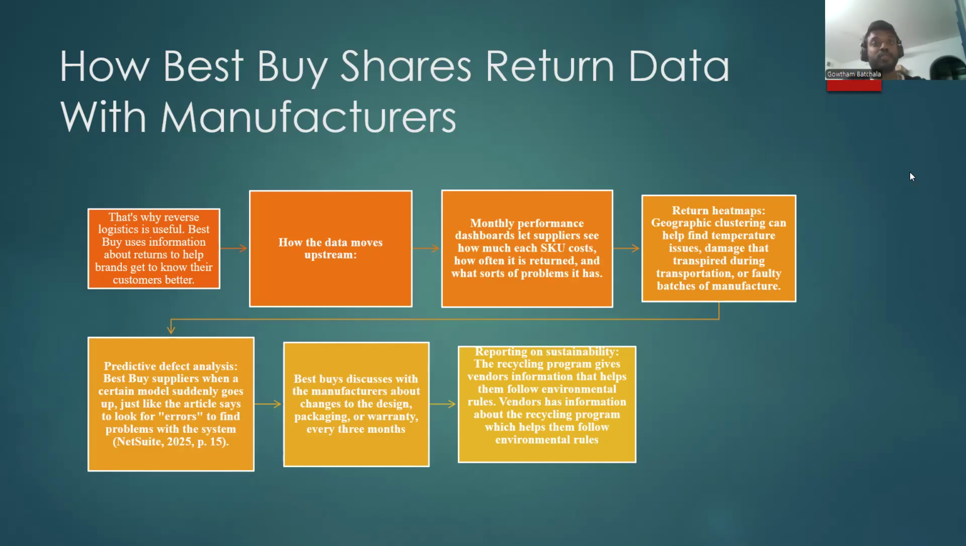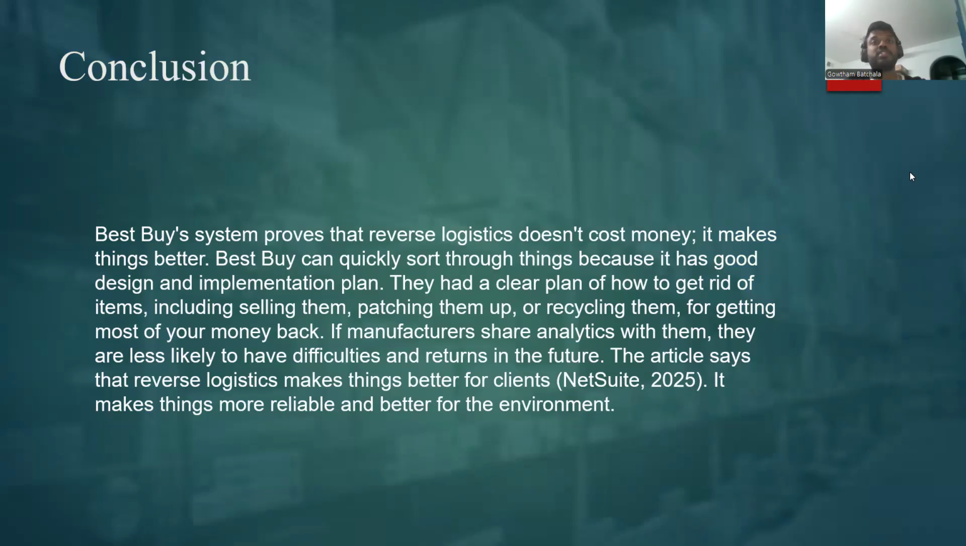And coming to the conclusion, Best Buy's reverse logistics system shows that returns don't have to be a cost center. With the right process, companies can reduce waste, recover value, and improve customer satisfaction. Best Buy's approach, fast sorting, detailed data tracking, grading systems, and strong communication with manufacturers, creates a cycle of continuous improvement. So reverse logistics helps customers, helps manufacturers, and helps the environment. That is why it has become a core part of modern supply chain strategy.